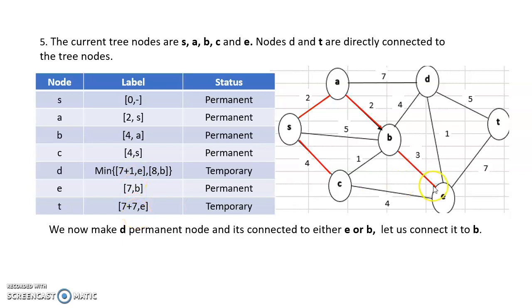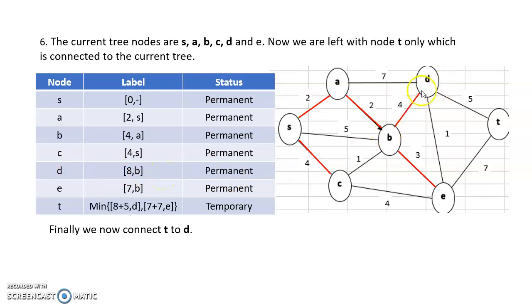For T, you have a direct connection only with E. So 7 is the level over here, 7 plus 7. Now the minimum is occurring over here, 8, either with E or B. So let's select B then. You can select E also, but let me select B. So I'm going to change this temporary status into permanent in the next table, and D is going to be connected with B. So I've connected D with B, and the status is changed into permanent.